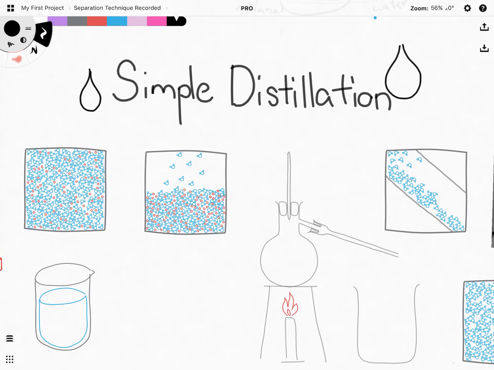Hi everyone, welcome to the next video on separation techniques. In this video we're going to talk about a separation technique called simple distillation.